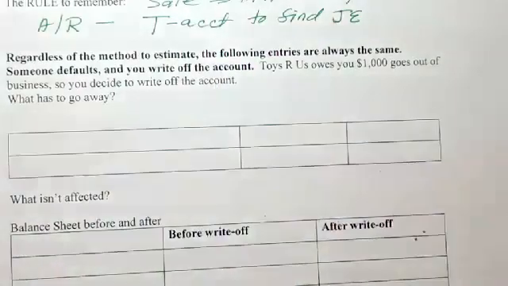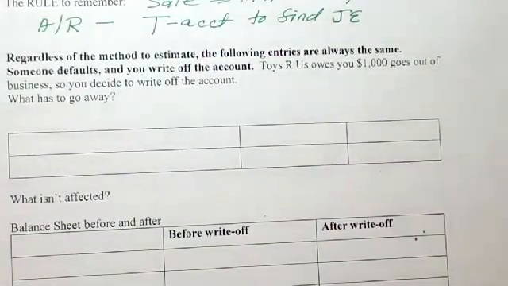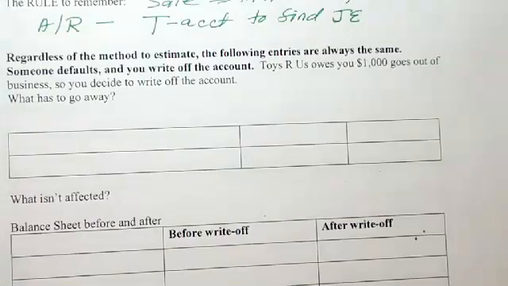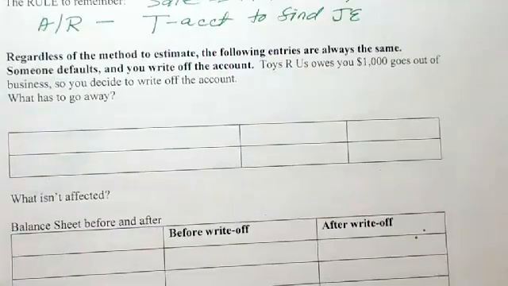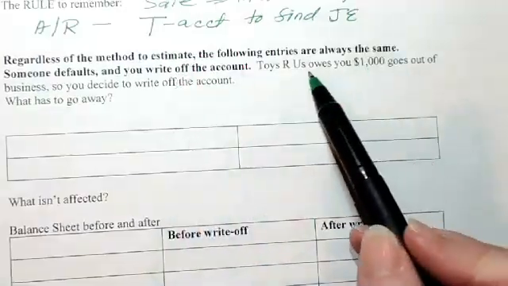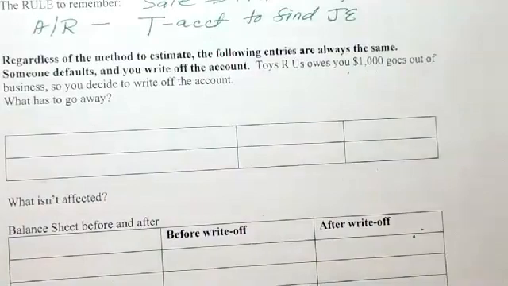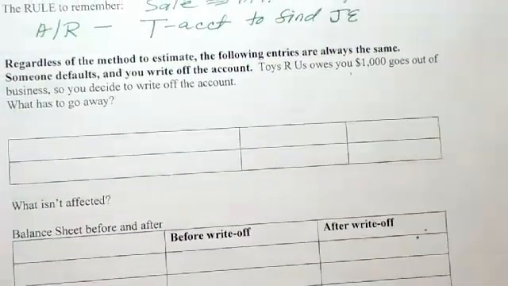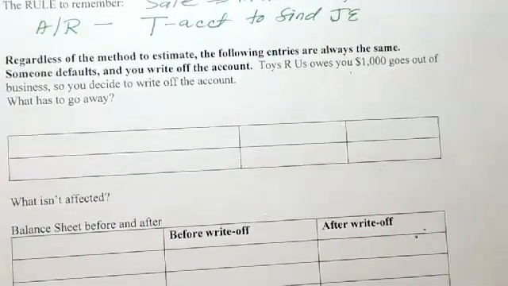These other entries, regardless of which method you use to estimate, you're going to do exactly the same thing. And even on the adjusting journal entry, notice the accounts are always the same. It's the amount that you have to work on. The question is, let's say Toys R Us went out of business, as you well know maybe. Let's say they owe you $1,000. They go out of business, so now I'm going to write off their account.